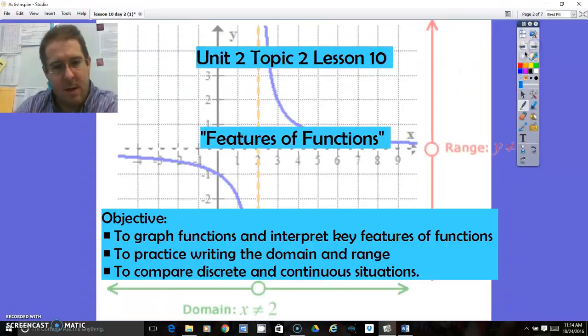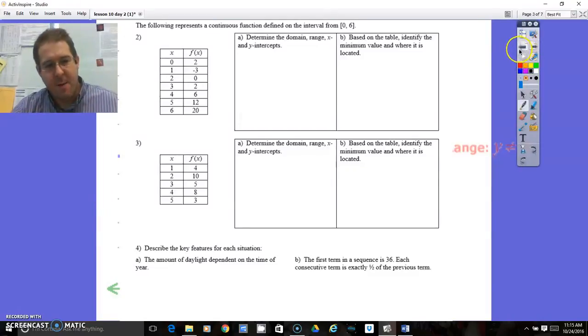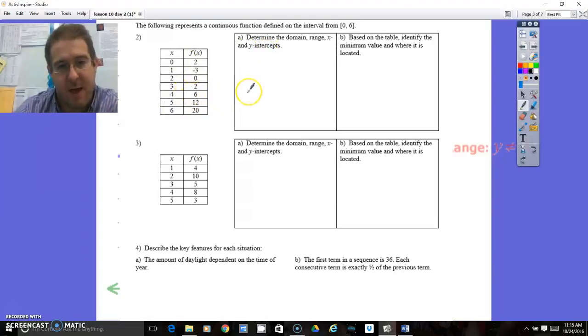All right. This is a continuation of the last lesson, but it's still looking at key features of the graph. Remember, this is still a cultivating lesson about everything you've done in this entire topic. Determine the domain, the range, and the x and y intercepts. So you should notice, well, they give you a table, then this is a discrete function, not a continuous function. The domain in this case will be 0, 1, 2, 3, 4, 5, 6. The range will be 2, negative 3, 0, 2, 4, 6, 12, 20.